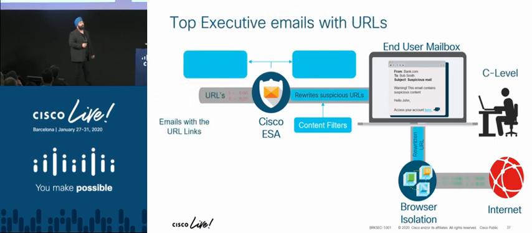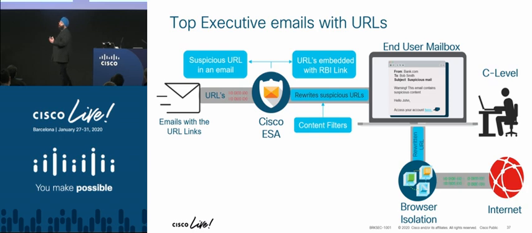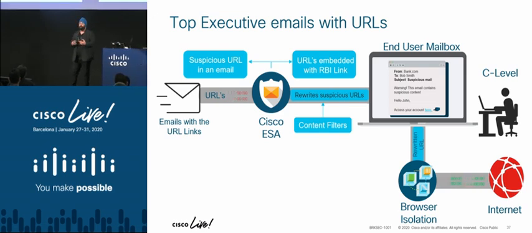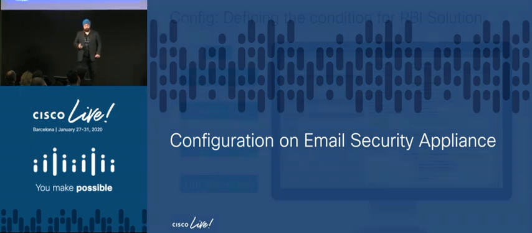Now, the second important use case which we are also trying to address, especially for your top execs or maybe the C-level, is how we can make sure any email which comes with a link gets sent to a browser isolation. So you can create a policy for email itself where you define that any time there is a link coming in, send that link to the browser isolation for that specific set of users. Now, let's look at the configuration on the email security, what you need in order to achieve this integration with the browser isolation.